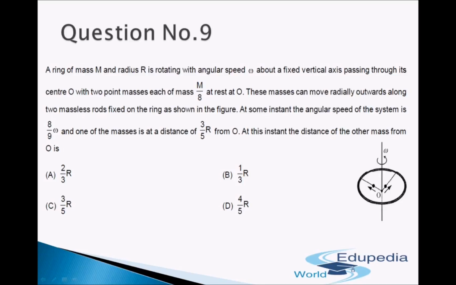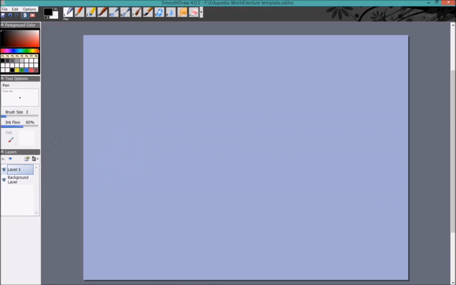So the first question is, we are given a ring of mass m and radius r, initially rotating with omega, and there are two other particles of mass m by 8 which are initially at the center, and as this particle moves, both of them come out away from the center, so the total moment of inertia of the system increases and hence omega decreases. So this is basically a question of conservation of angular momentum, right?